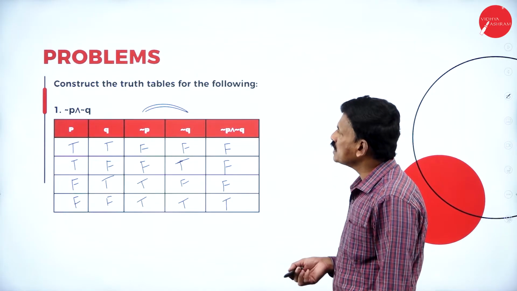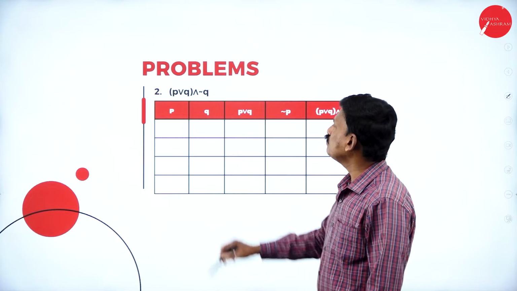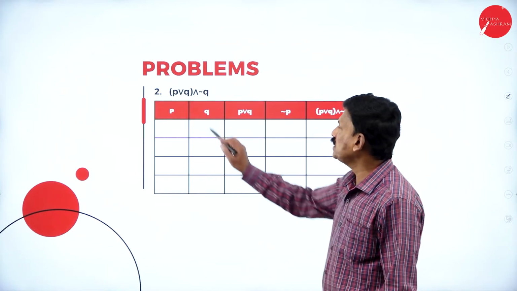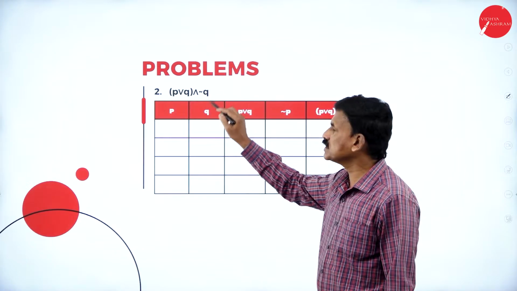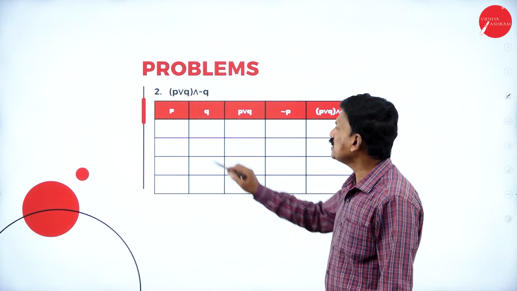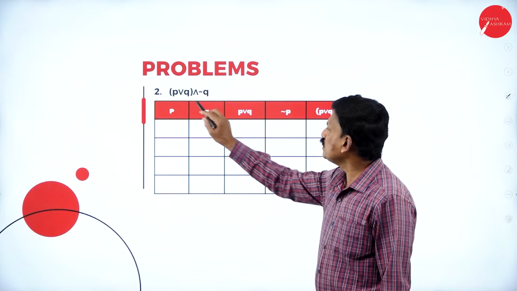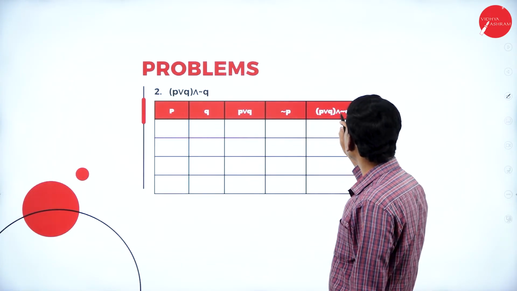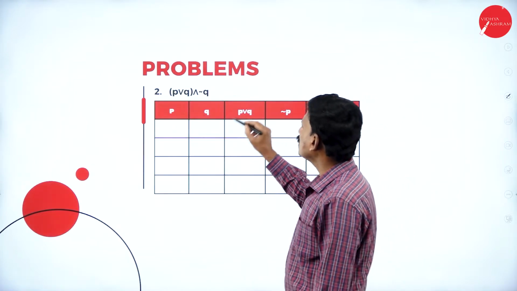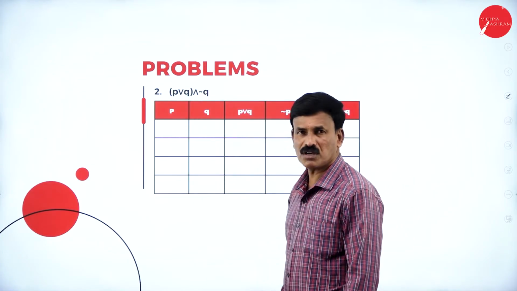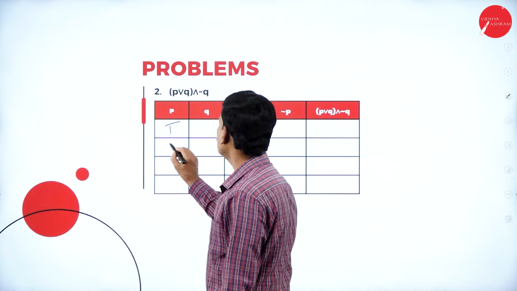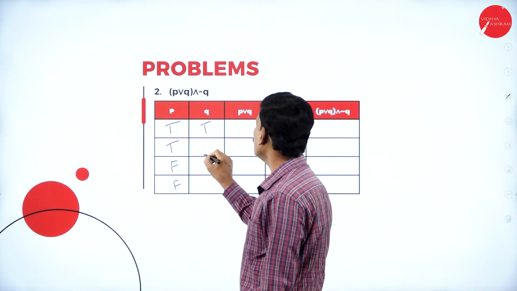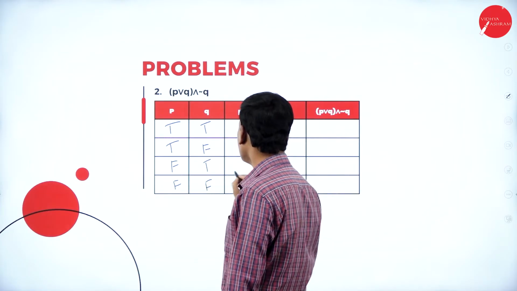Now, let us come to the next problem. What is given? P disjunction Q, conjunction, negation Q. Split it. P, Q, then P disjunction Q, then negation of Q, then P disjunction Q conjunction negation Q. Now, let us take P. The truth values for P are true, true, false, false. For Q, it is true, false, true, false.